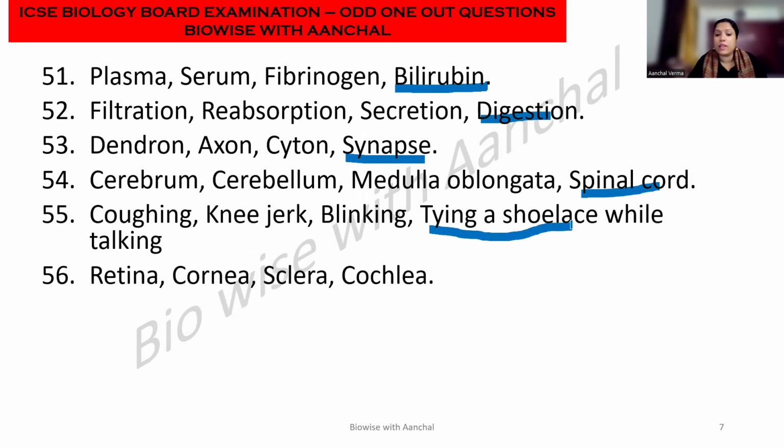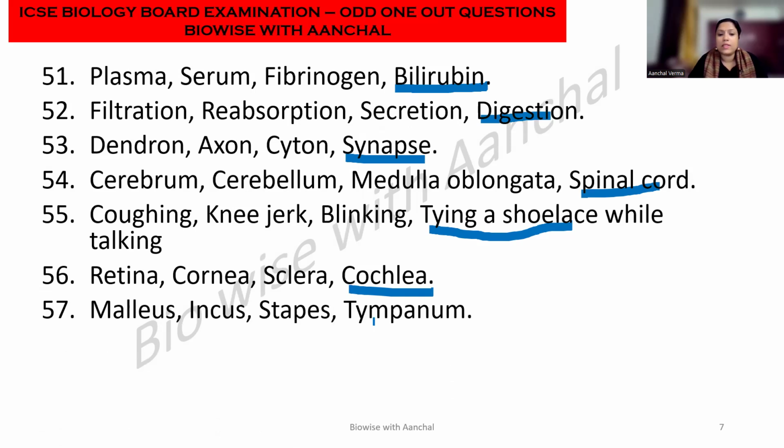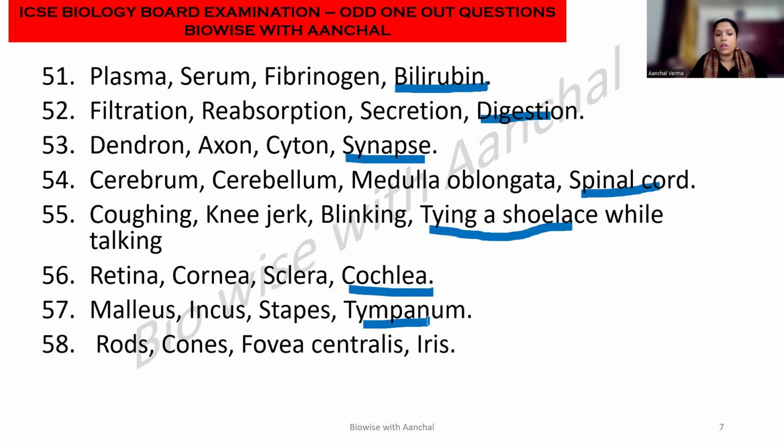Retina, cornea, sclera, and cochlea. Now here, cochlea, because the rest are the parts of the eye. Cochlea is in the ear. Malleus, incus, stapes, and tympanum. Now here tympanum is a part of the outer ear, but malleus, incus, stapes are the ear ossicles present in the middle ear.